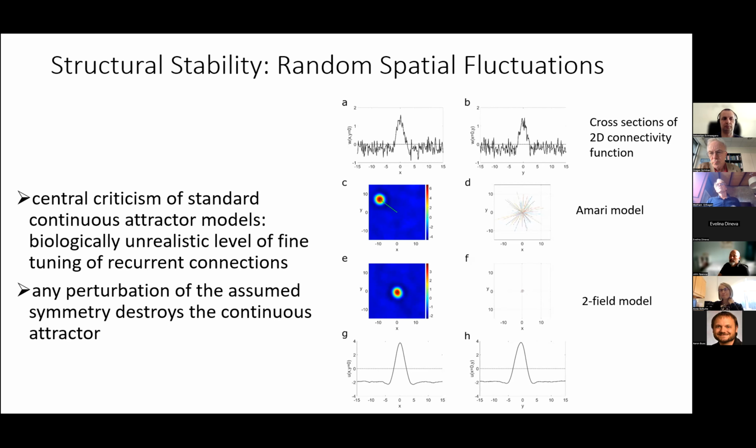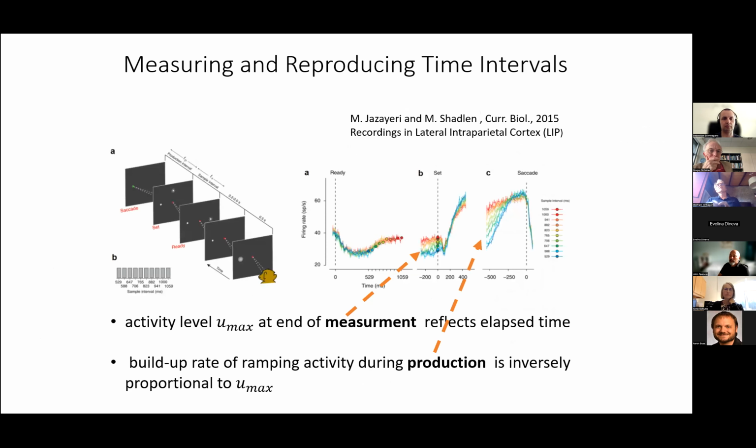Now, just to show some applications we were interested in. We were interested in the question of timing: how are monkeys or biological systems able to measure and reproduce time intervals? There's an interesting experiment by the Shetland group. Actually, they use the notion of neurodynamics to explain this. In the experiment, the monkey has to measure a time interval, different time intervals, and then immediately afterwards reproduce it, and at the end make a saccade.